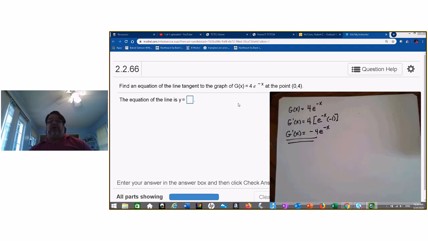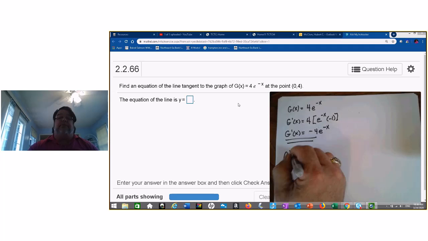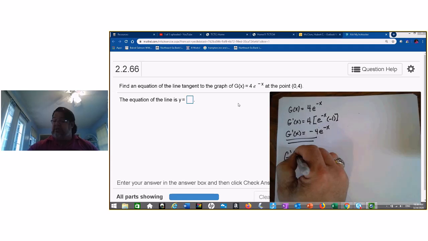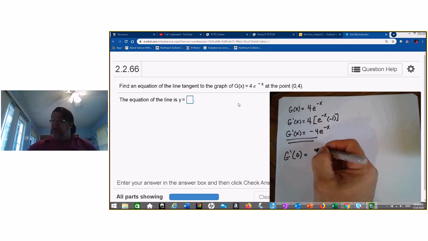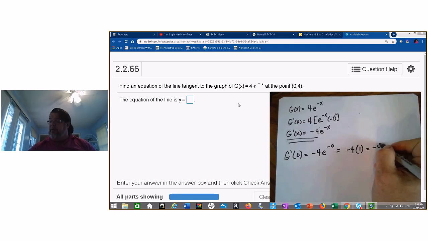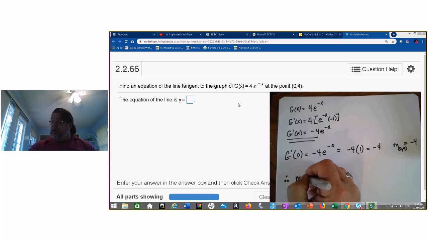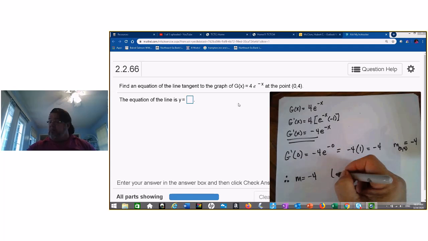So now I've got to find the slope. So g prime of 0, because that's x, is equal to negative 4e to the negative 0. Negative 4 times 1 is equal to negative 4. So my slope at 0, comma 4, is equal to negative 4. Therefore, I've got a slope equal to negative 4, and I've got a point at 0 comma 4.